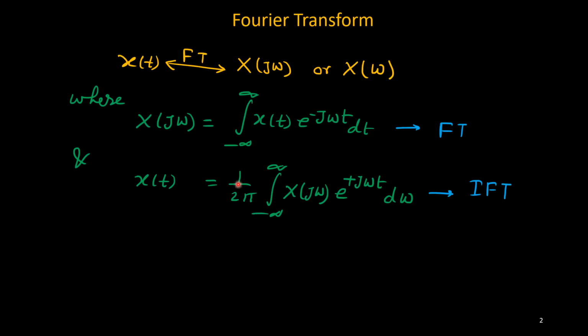From that, we can get back the original signal x(t) by taking inverse Fourier transform, and this is defined as 1 upon 2 pi times the integral from minus infinity to plus infinity of X(j omega) times e to the power j omega t with respect to omega. We have discussed this basic concept of Fourier transform in detail in my previous lectures. So if you have some doubt, you can go through those videos. You will get the fundamentals about Fourier transform. But in this video, we'll discuss how to solve the problems from these basic equations.